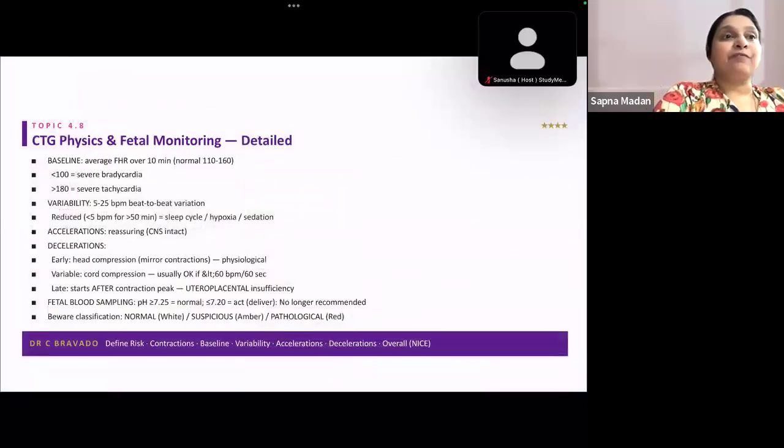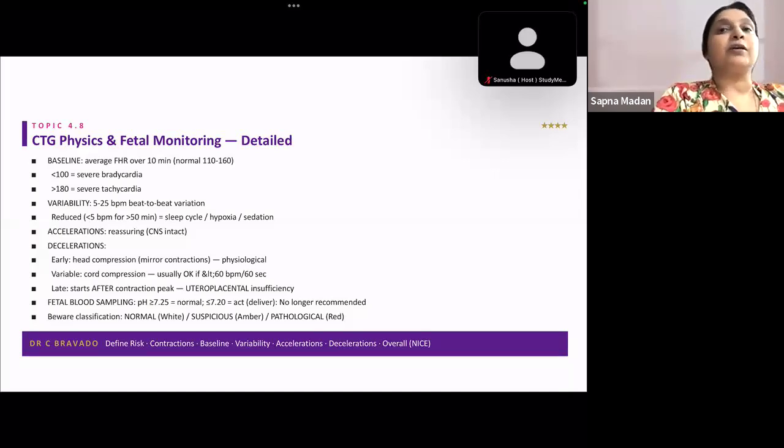Right. So baseline is an average of the fetal heart rate over 10 minutes and the normal we have discussed is 110 to 160. Less than 100 is severe bradycardia. More than 180 is severe tachycardia. The variability, we've discussed, 5 to 25 beats per minute, is the beat to beat variation. And this is measured by the amplitude of the CTG. This is one of the most important signs of fetal well-being. If it is reduced, that is less than 5 beats per minute for more than 50 minutes, then it could be a sleep cycle or hypoxia, or the patient may be sedated.